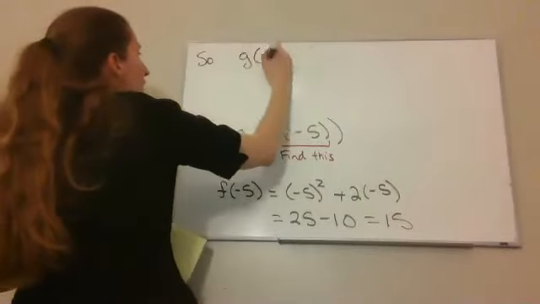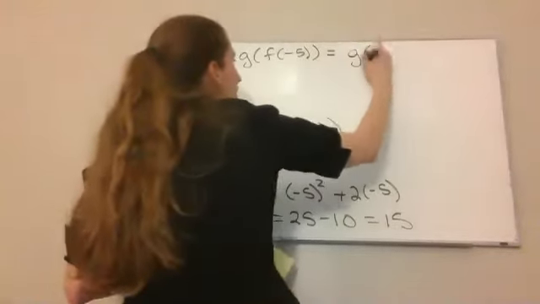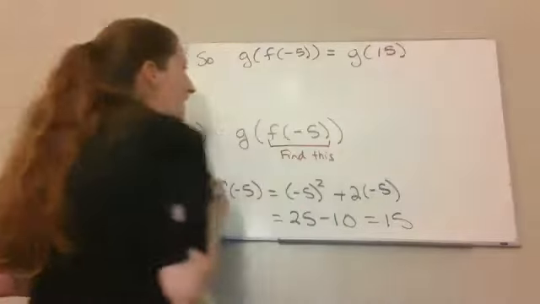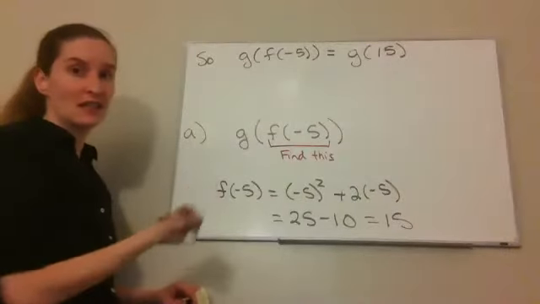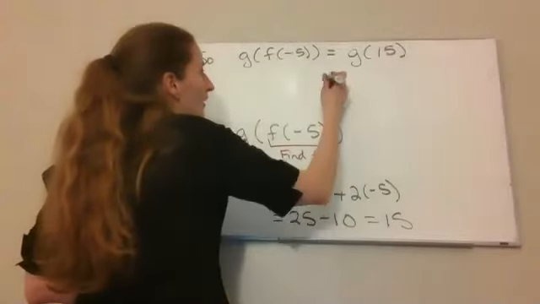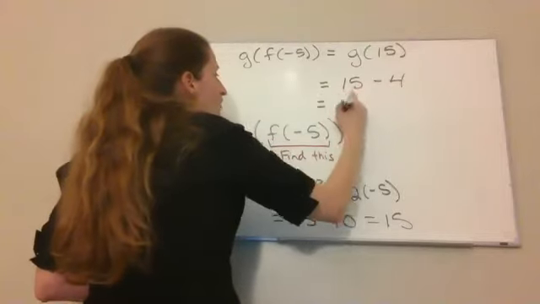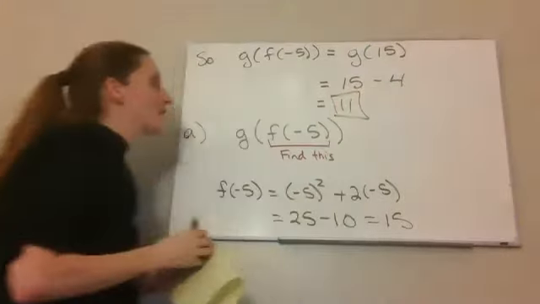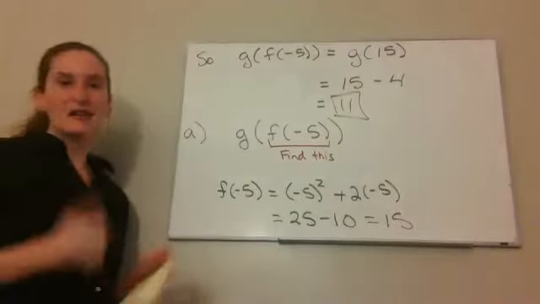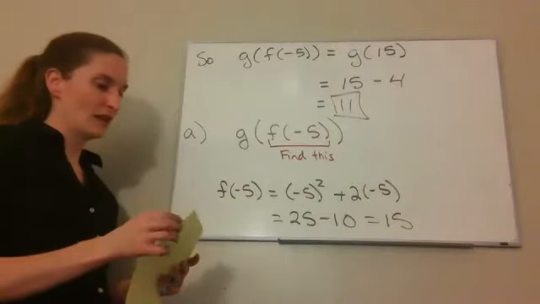So our g of f of negative 5 is g of 15. And now I can just plug that 15 into the definition for g. G was x minus 4. So this is going to be 15 minus 4, which is 11. So we started on the inside and worked our way to the outside. Let's do another example like that.